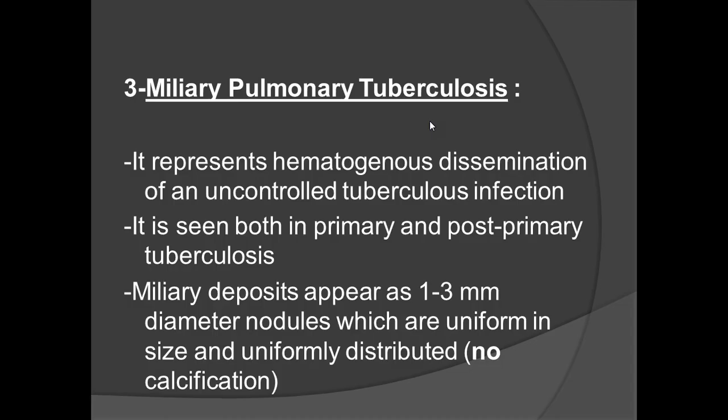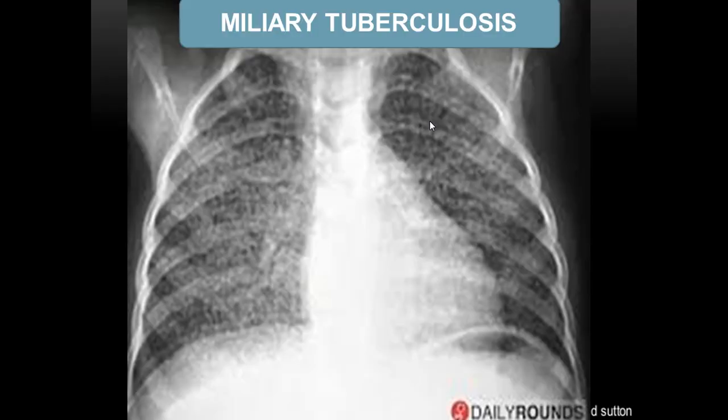Then comes the miliary pulmonary tuberculosis. It represents the hematogenous dissemination of an uncontrolled tuberculous infection. It is seen both in primary as well as post-primary. These are mostly 1 to 2 mm randomly scattered nodules with no zonal predilection and no calcification. So this is a good depiction of miliary tuberculosis. Here you see the very fine nodularity. It is randomly scattered in both lung fields. No zone is spared and there's no particular zonal predilection.